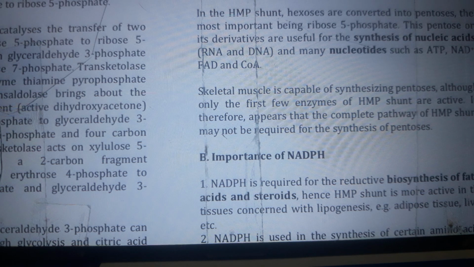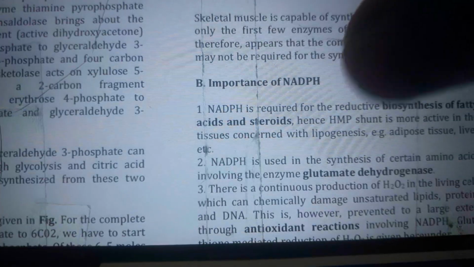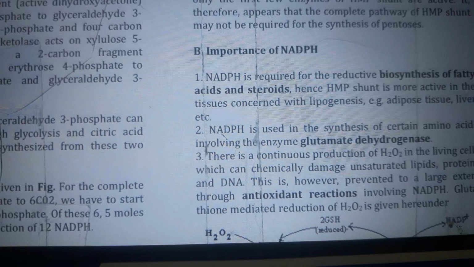This pentose or its derivatives are useful for synthesis of nucleic acids, RNA and DNA, and many nucleotides such as ATP, NAD+, FAD, and CoA. Skeletal muscle is capable of synthesizing pentoses, although only the first few enzymes of HMP shunt are active. It therefore appears that the complete pathway of HMP shunt may not be required for the synthesis of pentoses.